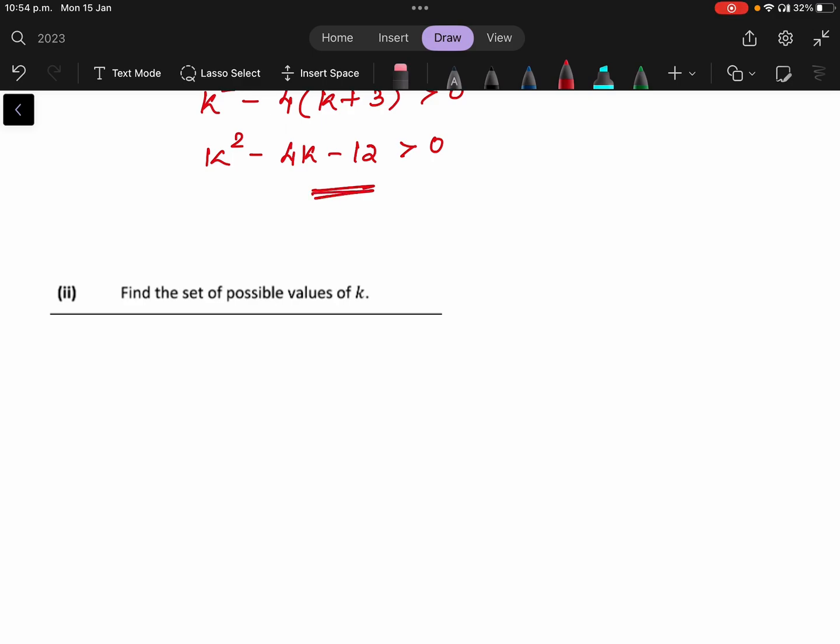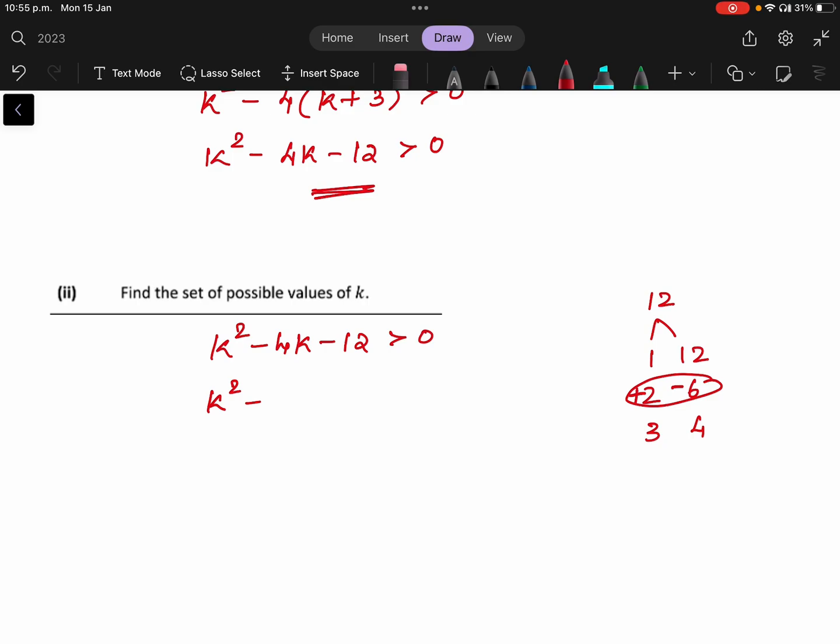So in that case, you need to solve k² − 4k − 12 greater than 0. You can find the roots maybe. To find the roots, you find the factors of 12. So it is like 1 and 12, 2 and 6, 3 and 4, and which will add up to minus 4. So you can take plus 2 and minus 6.